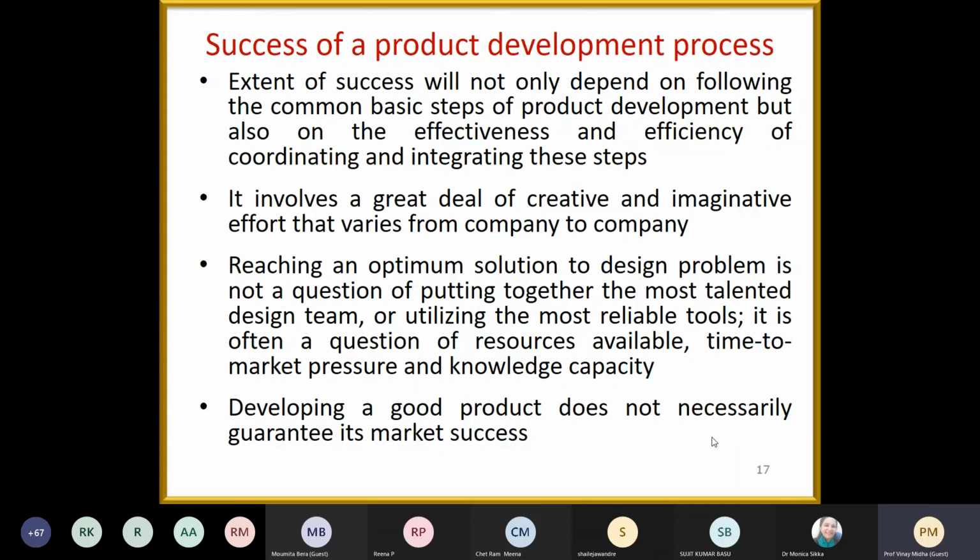Then reaching an optimum solution to a design problem is not a question of putting together the most talented design team or utilizing the most reliable tools. It is often a question of resources available also. Time to market pressure also, and the knowledge capacity also. So this is what I told, that we need to find out the best compromising solution. It is not the best solution which I have to find. That is the job of the scientist.